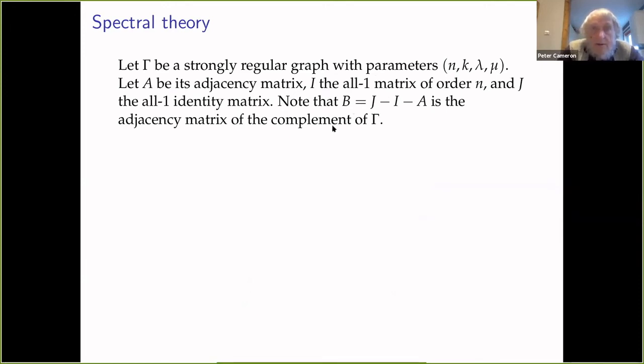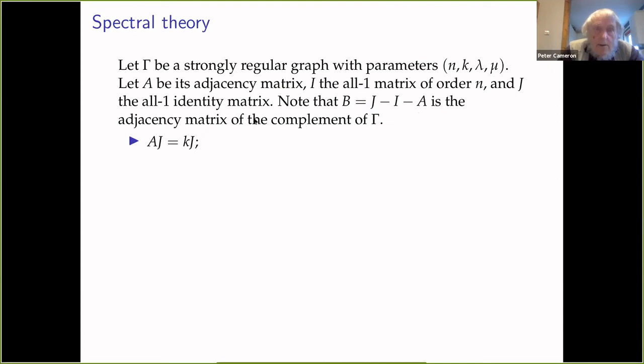Now, the adjacency matrix of the complementary graph: you take the matrix with all ones, you take the ones off the diagonal, and you take away the ones in the positions where their vertices are adjacent in A. This leaves the pairs where the vertices are not adjacent in A, so it gives you the complementary graph.